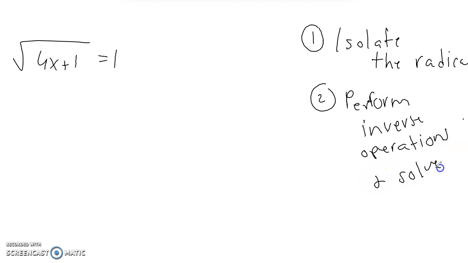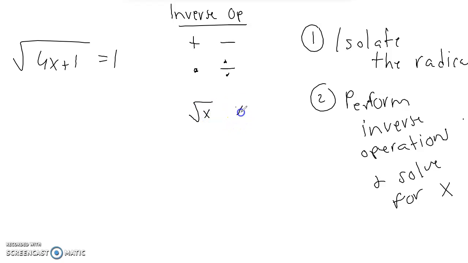And solve for x. Okay, so now that the radical is isolated, I'm going to perform inverse operations and solve for x. Now, the inverse operation of addition is subtraction. The inverse operation of multiplication is division. The inverse operation of the square root is squaring something. The inverse operation of cube rooting something is raising something to a cube.